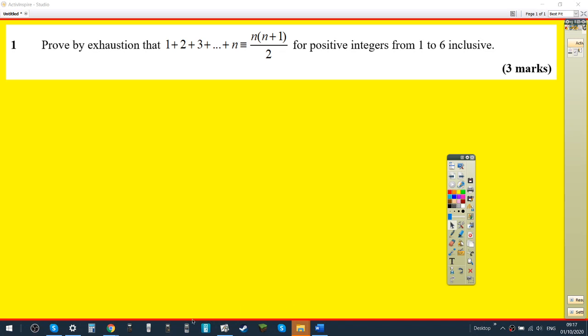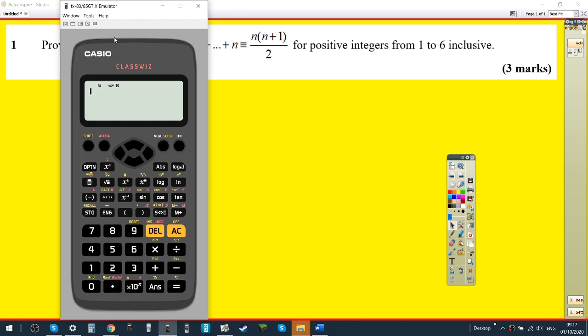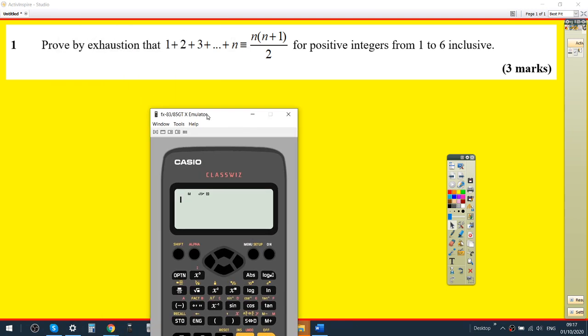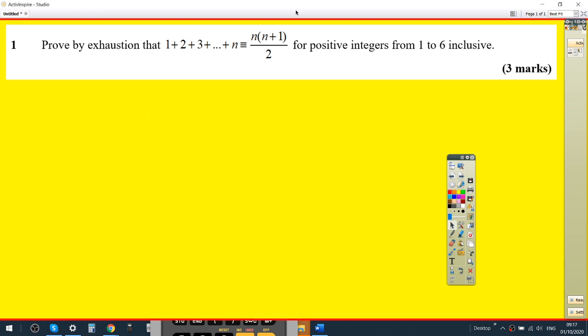So I do 1 plus 2 plus 3 plus 4 plus 5 plus 6, for positive integers. I believe you would have to do... Oh, okay. So what would you get when you do that? 1 plus 2 plus 3 plus 4 plus 5 plus 6? 21. Okay.